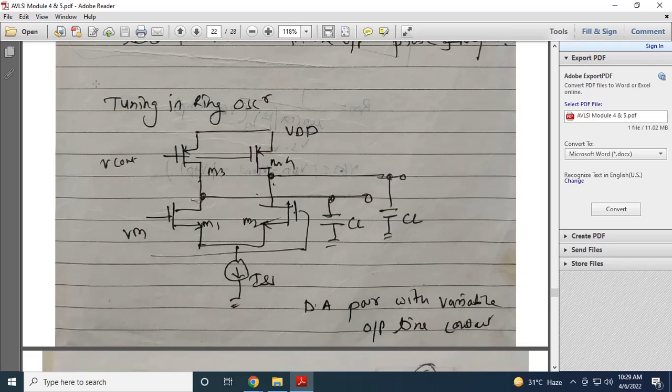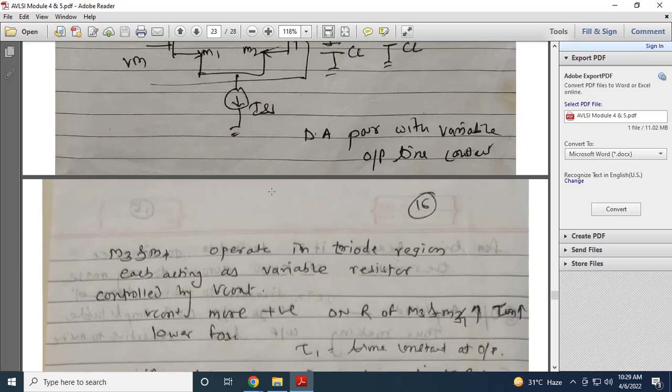Now this is tuning in ring oscillators. By controlling this voltage, the controlling voltage, this is a differential amplifier with a variable output time constant. We apply the input to the differential amplifier transistors M1 and M2. This is the tail current, so ID1 and ID2 of transistors 1 and 2 depend upon this I_SS, a current source. By controlling this voltage, M3 and M4 act as loads.